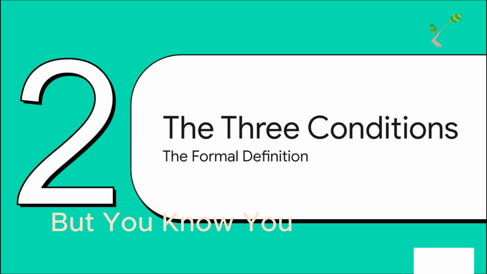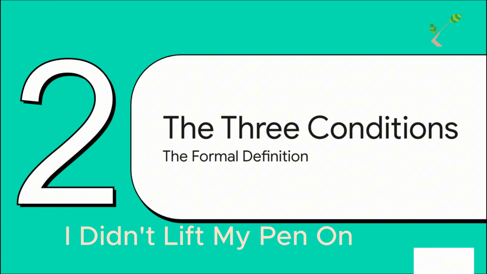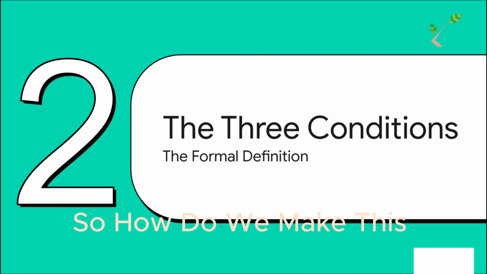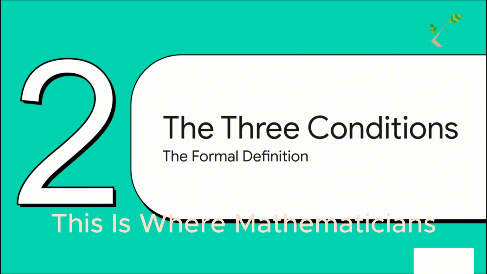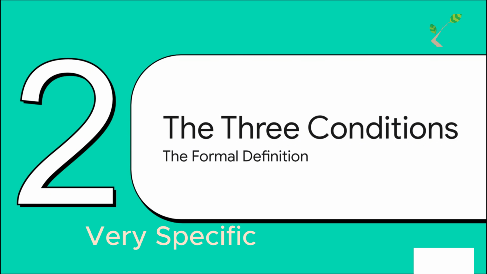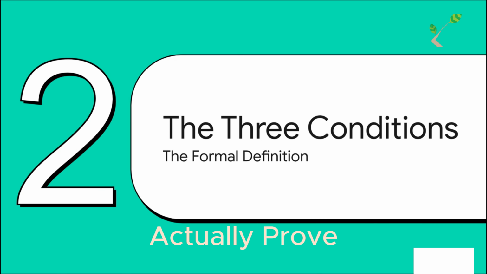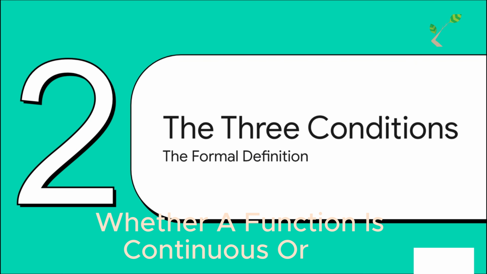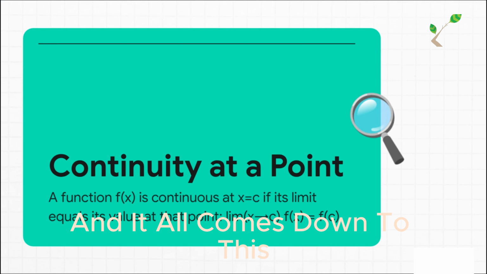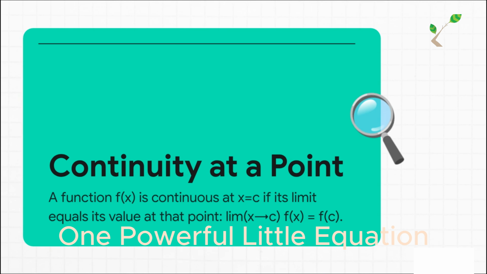But, you can't just write, "I didn't lift my pen" on your exam, right? So how do we make this official? This is where mathematicians came up with 3 very specific conditions. These are the rules you'll use to actually prove whether a function is continuous or not. And it all comes down to this one powerful little equation.